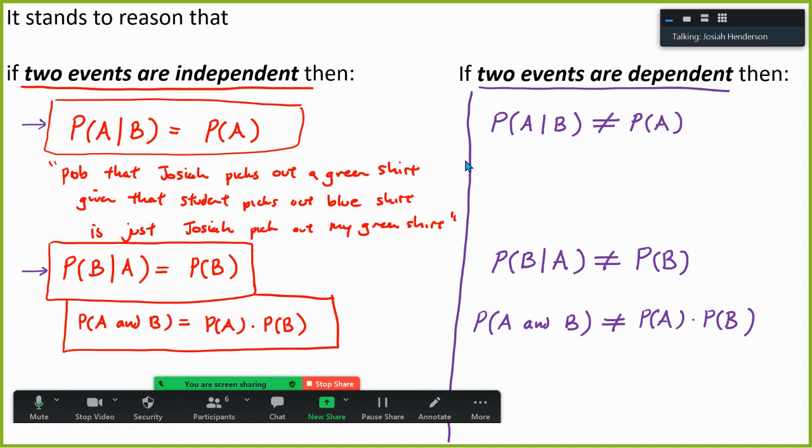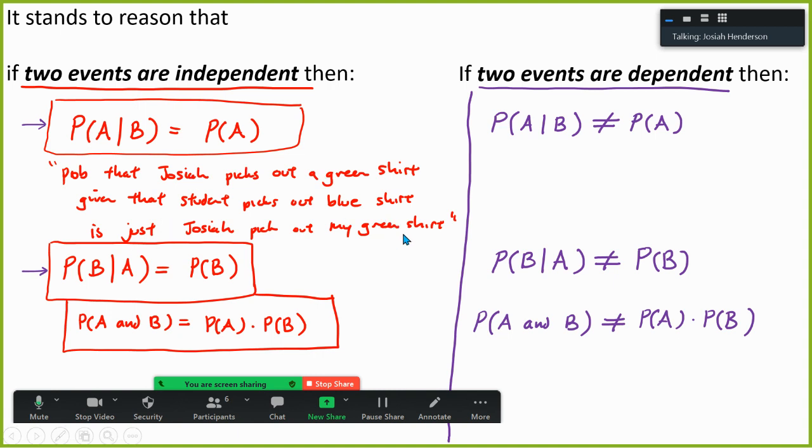Before I move on, any questions on the red independent statements or the purple dependent statements? Concerns? Comments? All right. Do we need more time to copy down? Are we ready to move on? We must be ready. All right, let's try some examples then.